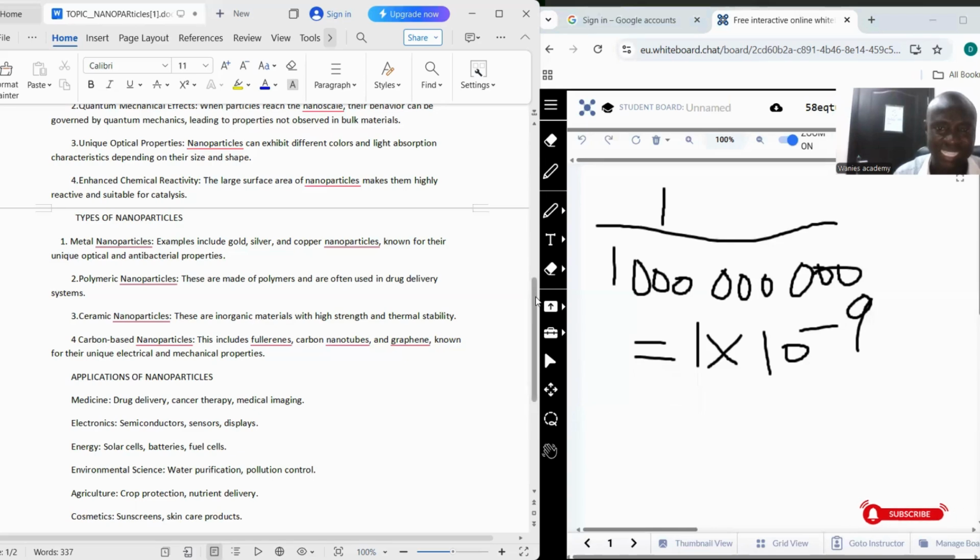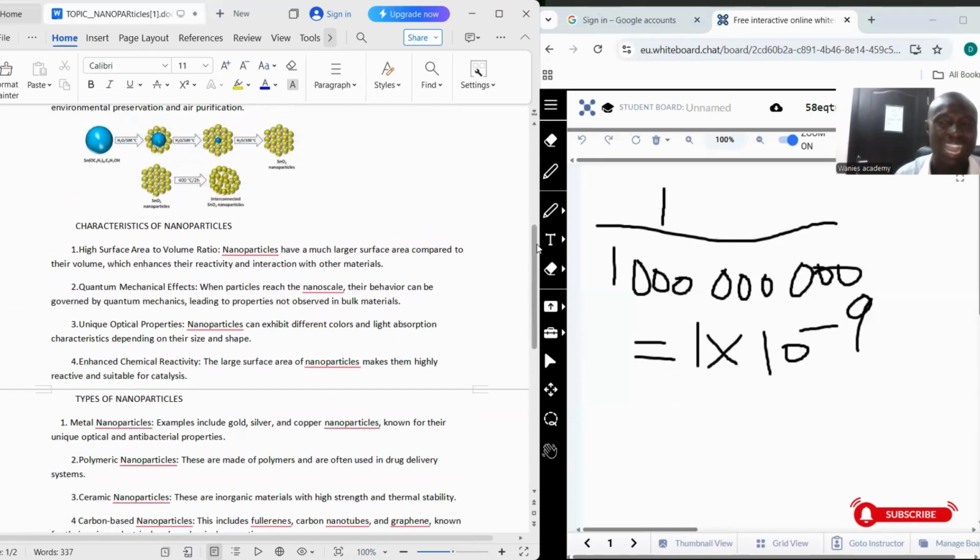Now since I stated earlier that nanoparticles have some unique properties that are very specific to them, what are the characteristics unique to nanoparticles? For example, nanoparticles are known to have high surface area to volume ratio. So they have a very high surface area to volume ratio, and this enhances their reactivity and their interaction with other substances in nature.